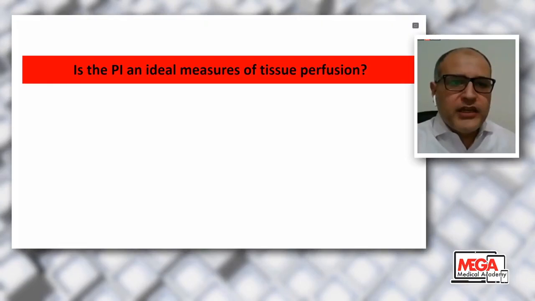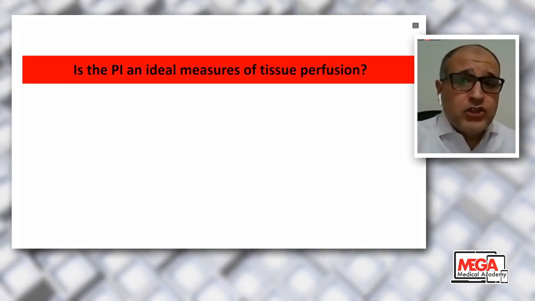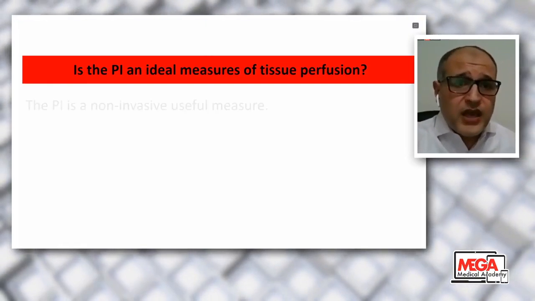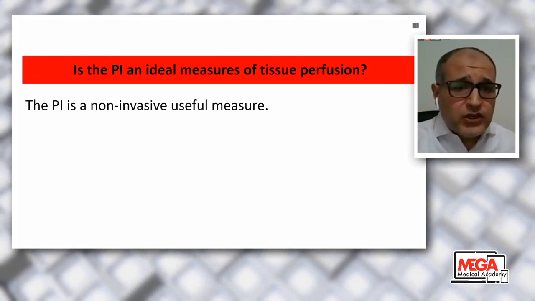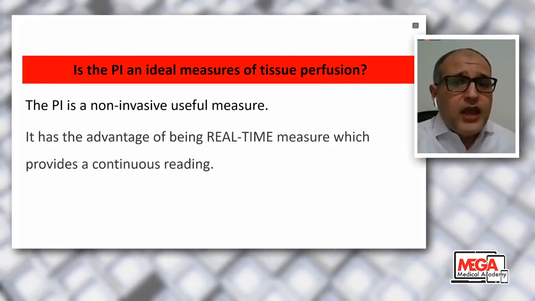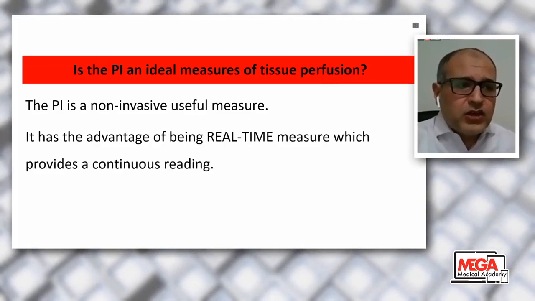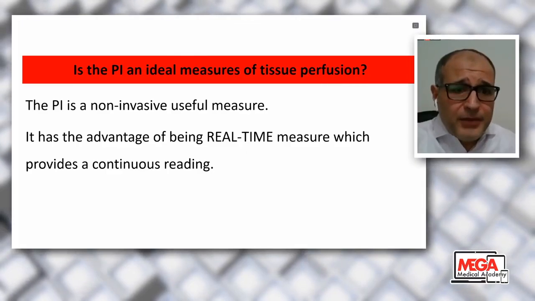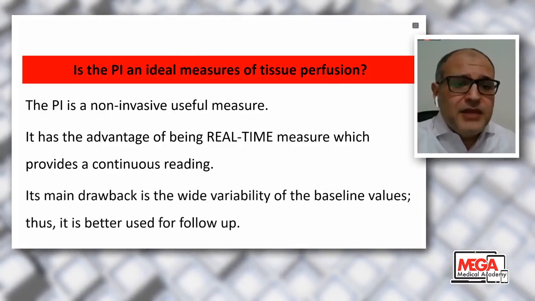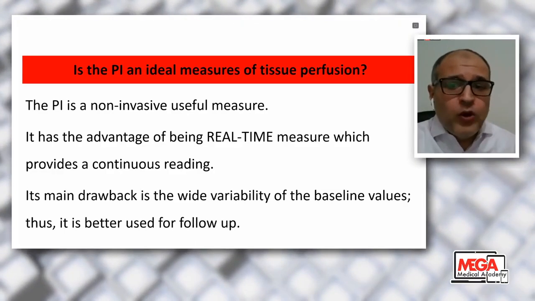Now the question: is perfusion index an ideal measure for tissue perfusion? The answer is: perfusion index is a non-invasive, useful measure, and gives a continuous reading. And it is a real-time measure, which is an advantage over all the previous measures. However, its main drawback is the wide variability of the baseline values.